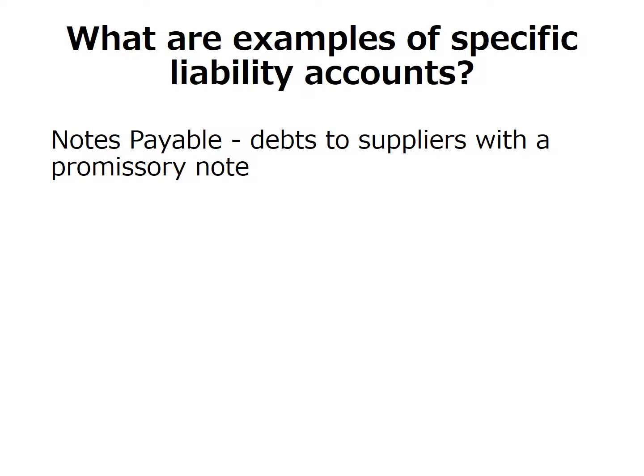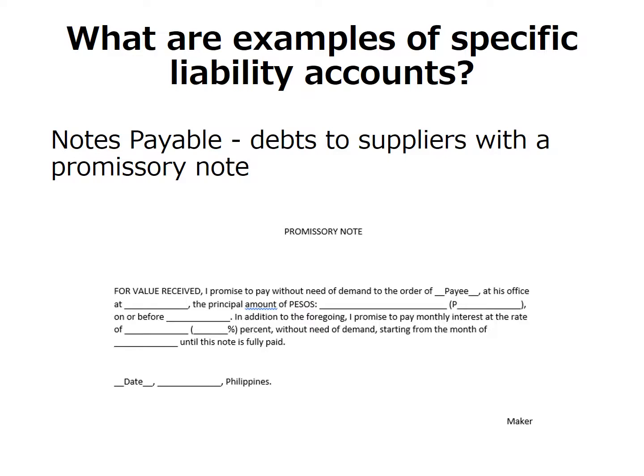Notes payable are debts to suppliers with a promissory note. This is like accounts payable, but supported with a promissory note. It allows the debt to be documented and offers protection to both the lender and the borrower.